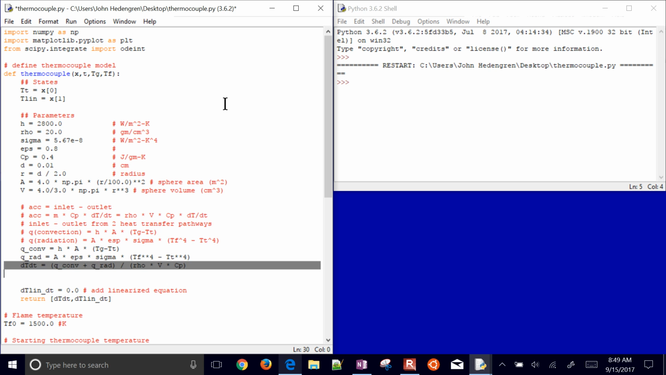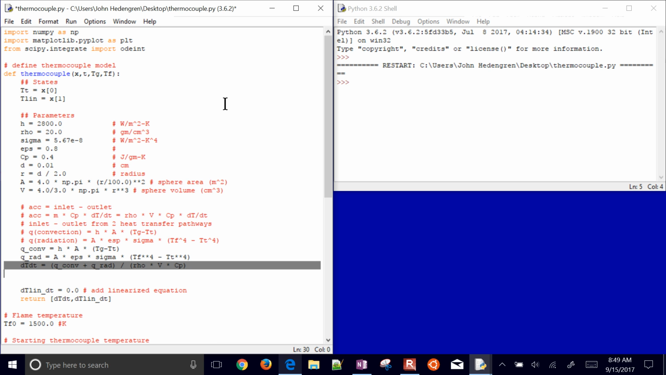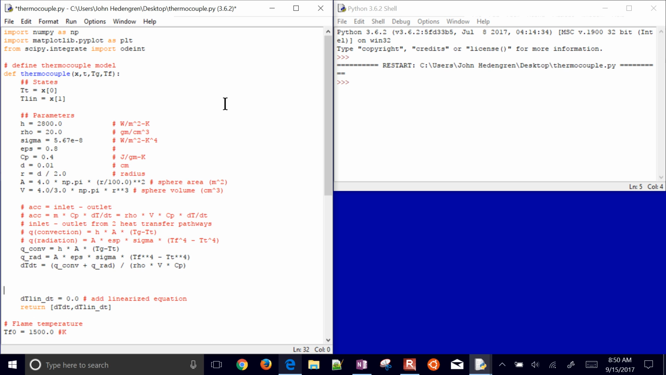Here's our nonlinear one right here that came from the convection term and the radiative heat transfer term, and then we're just simulating the derivative of temperature with respect to time, and just the combination of those 2, and I divided it by the m c sub p. Now mass is equal to the rho, the density, times the volume, and I also had calculated that up there as well. Okay, so let's go ahead and add the linear model.